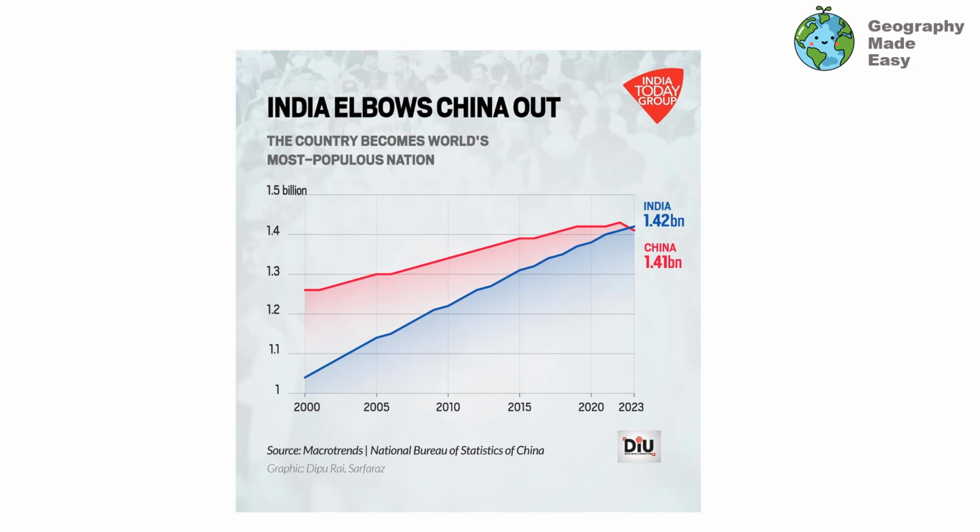Now this is what we have been talking about. This has been very recently published, a few days back. This is the line graph showing the population of China, and this is the population of India. From 2000 onwards to 2023, we can see that India has overtaken the population of China. China's population right now is 1.41 billion, whereas India's population has become 1.42 billion.